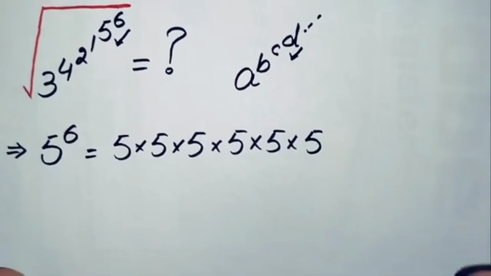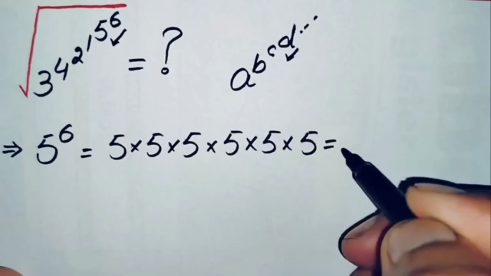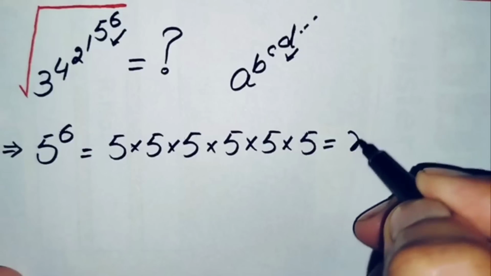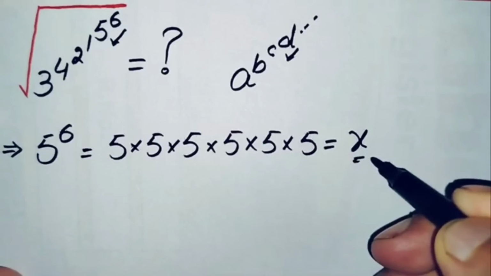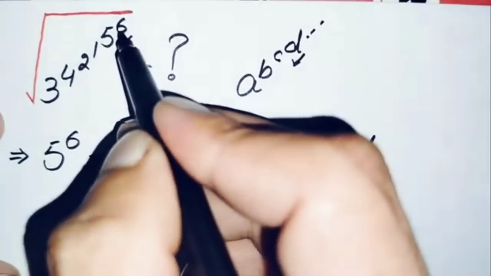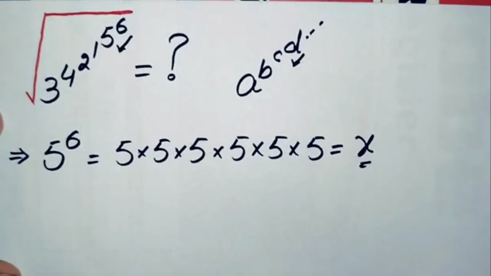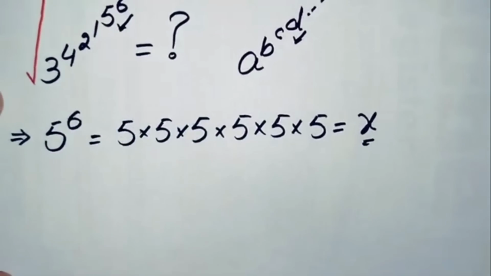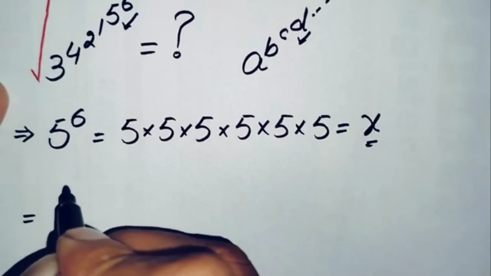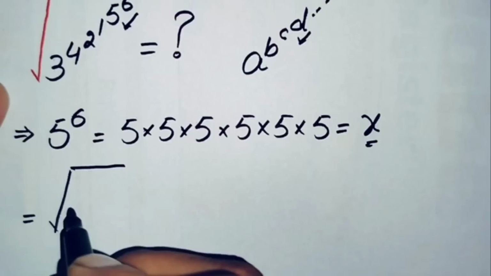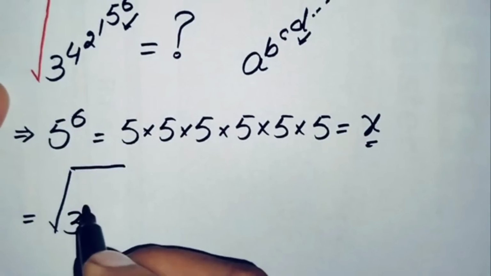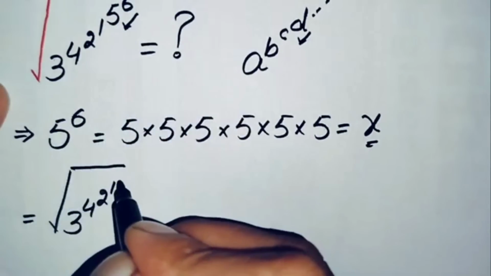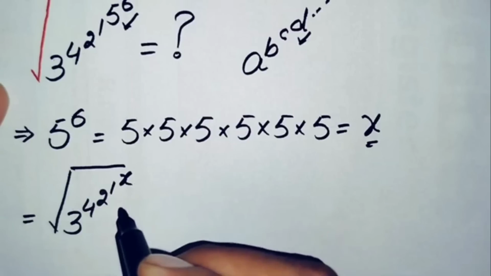Now by multiplying this 5 6 times, it will give some number, maybe in thousands or in millions. So let us suppose that number is equal to x. We say that number a variable x. So here we will replace this 5 raised to power 6 with x. So this expression will become square root of 3 raised to power 4 raised to power 2 raised to power 1 raised to power x, where 5 raised to power 6 is x.